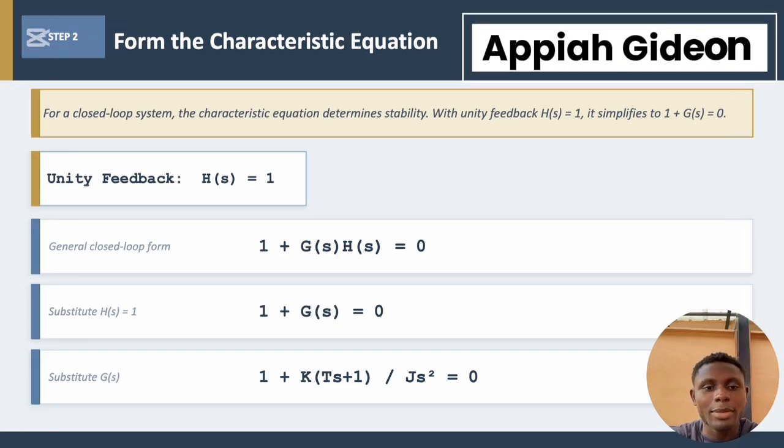Hello everyone, my name is Gideon. I'll be continuing from where my peer left off. In this part, I'll be explaining unity feedback, which is H of S equal to 1. For the general closed loop form, we have 1 plus G of S times H of S equal to 0. From here, we substitute H of S equal to 1, so it becomes 1 plus G of S equal to 0. Then we also substitute G of S, which gives 1 plus K times (TS plus 1), all divided by JS squared, equal to 0.